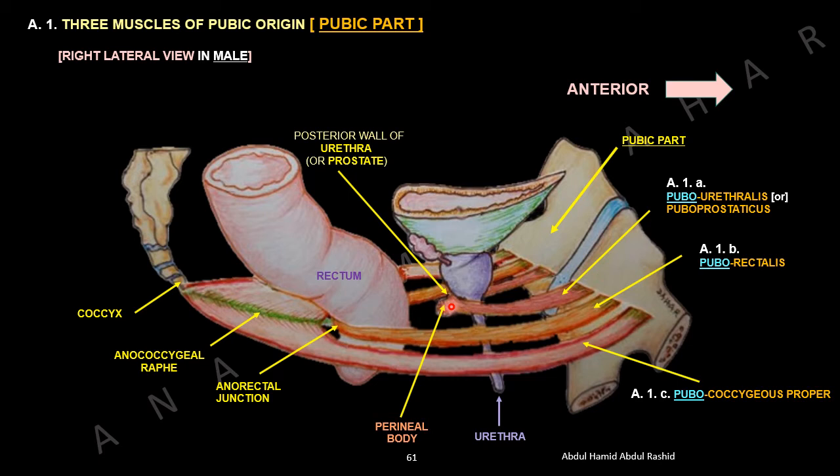The next one is the intermediate one, puborectalis. It originates from the back of the pubic bone, goes backwards and meets with the fibers of the opposite side at the posterior surface of the anorectal junction. The third one is pubococcygeus proper, the outermost among the three. It comes backwards and meets the opposite fibers at the anococcygeal raphe, and posterior fibers are attached to the coccyx.